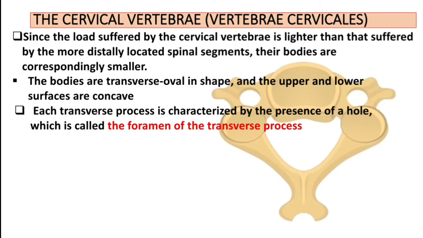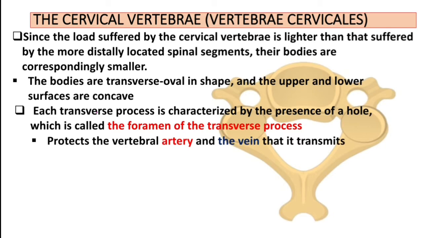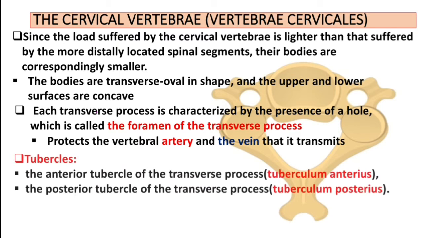Each transverse process is characterized by the presence of a hole called the foramen of the transverse process. So you can see here is the transverse process, and there is a hole. This is the hole I am talking about. It's called the foramen of the transverse process. There will be a series, one on top of the other, forming more like a canal. So this protects the vertebral artery and the vein that it transmits.